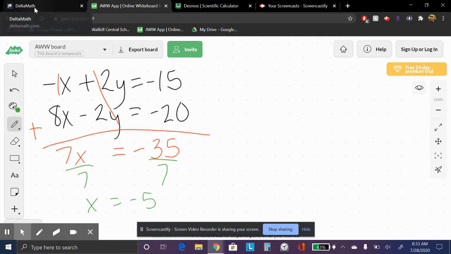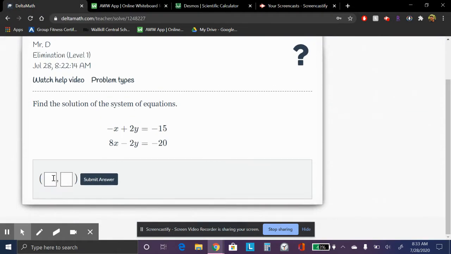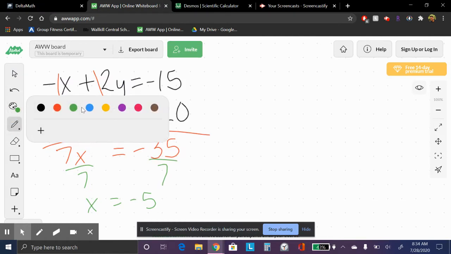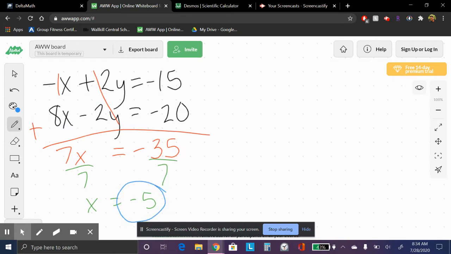So back here, you can plug in the x value is -5. But notice we have another thing we have to solve for. We have to solve for y. How are we going to do that? We're going to take this x and plug it into one of these equations up here and solve for y. I'm going to plug it into this one, because I try to avoid negatives. Maybe this negative will mess you up. So I'm going to plug it into this equation and solve for y.